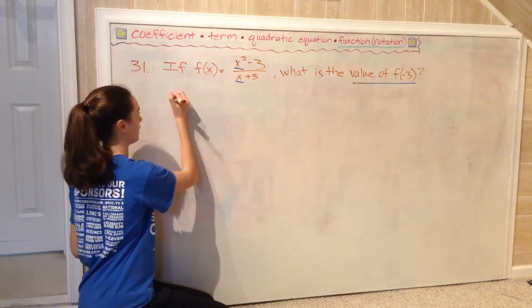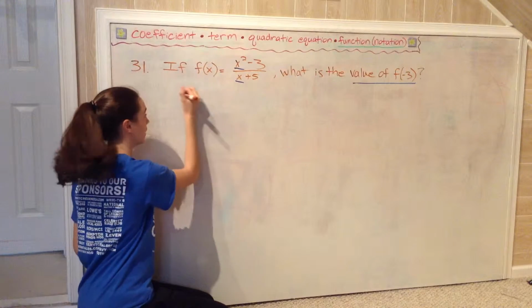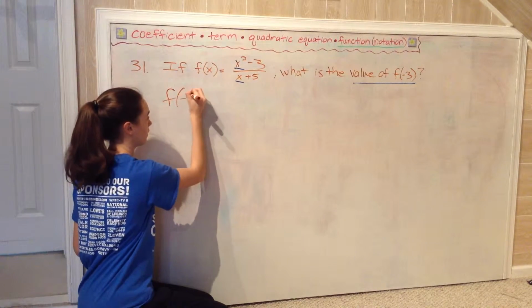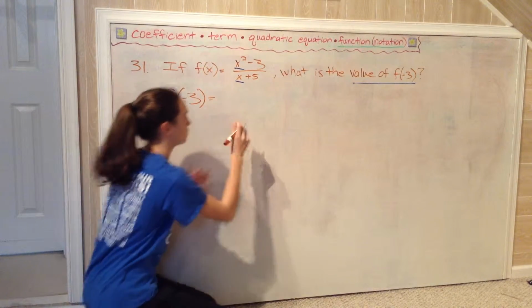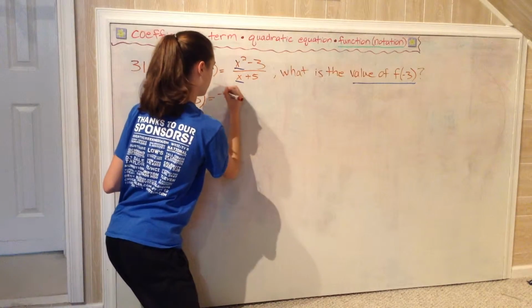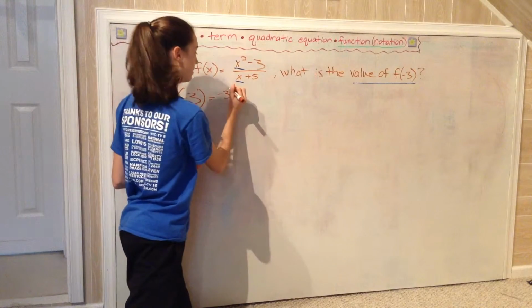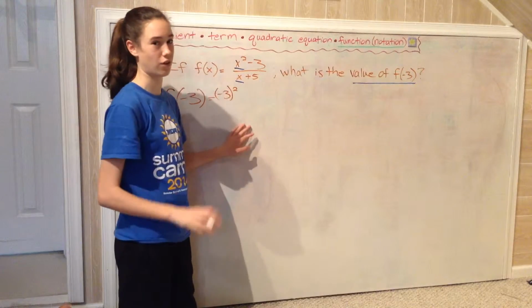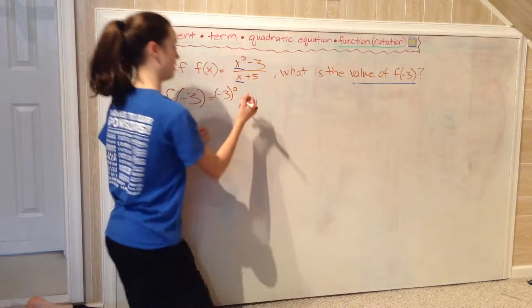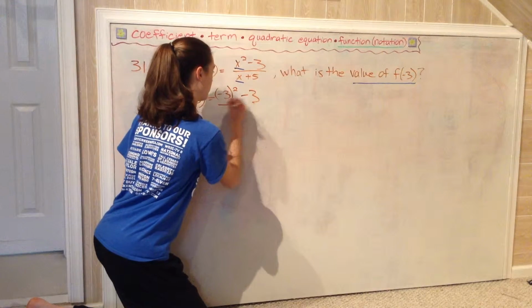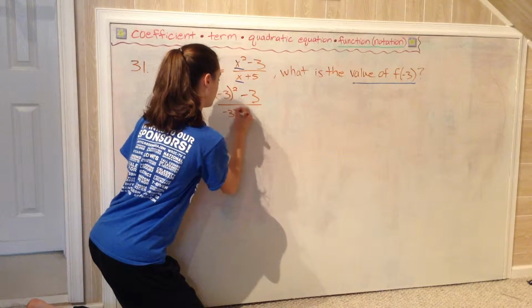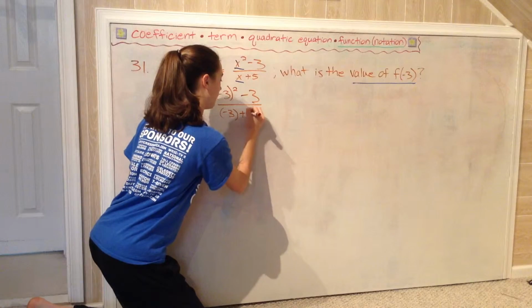So, f of x, so you're going to plug in the negative 3 though. So f of negative 3 is going to equal negative 3, plug it in for the x, squared, and don't forget to put parentheses around it, and later after I solve it I will explain why this is important, minus 3 over negative 3 plus 5.